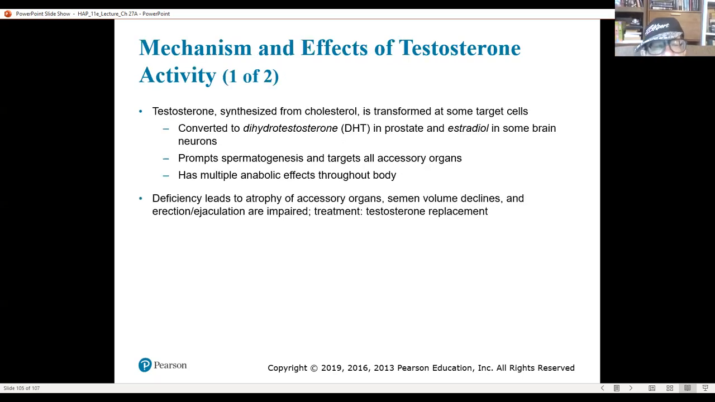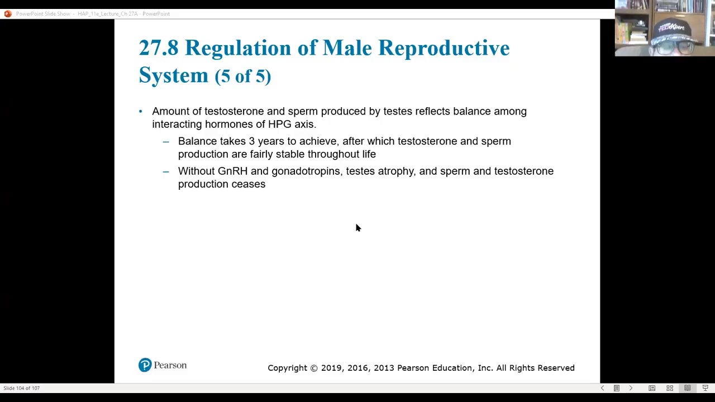So, okay, mechanism and effects of testosterone. Hold on. Okay, so if you don't have the gonadotropin releasing hormone, you don't have the gonadotropins from the pituitary, your testes are going to shrivel, and your sperm and testosterone production is going to stop. Wow, I should find that link.